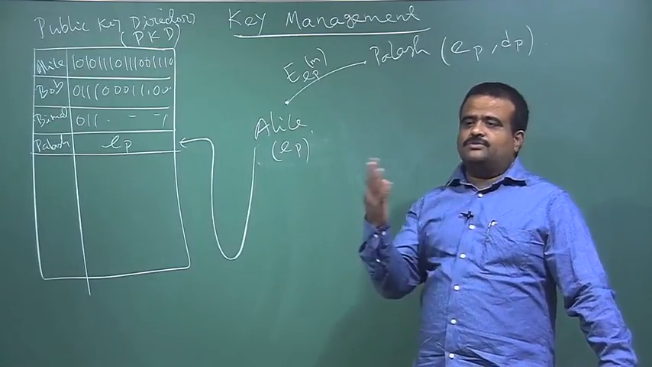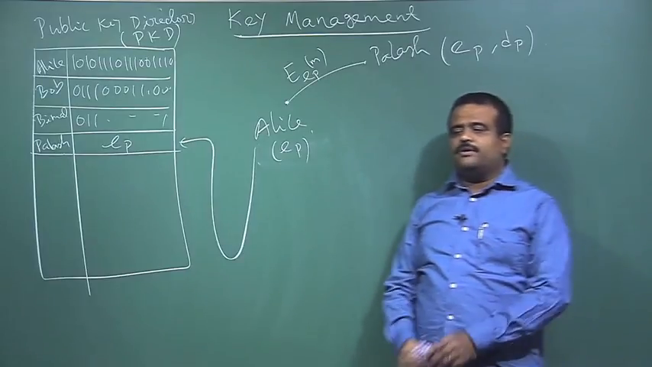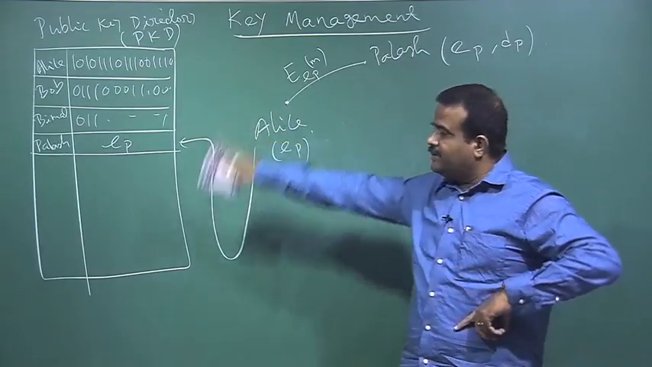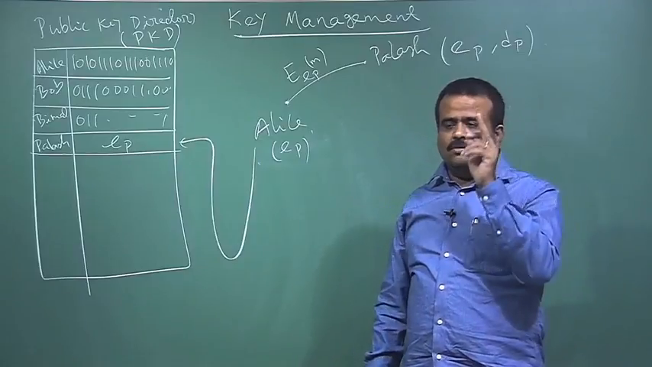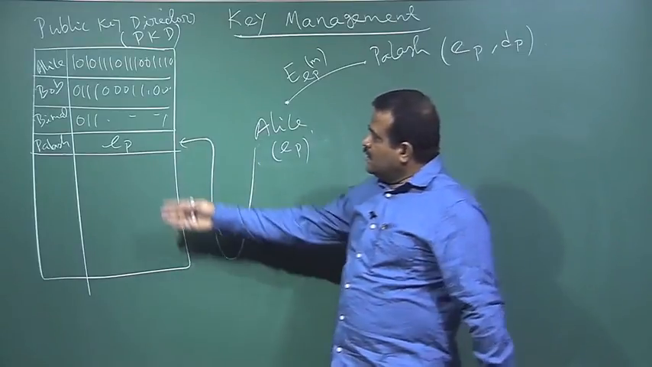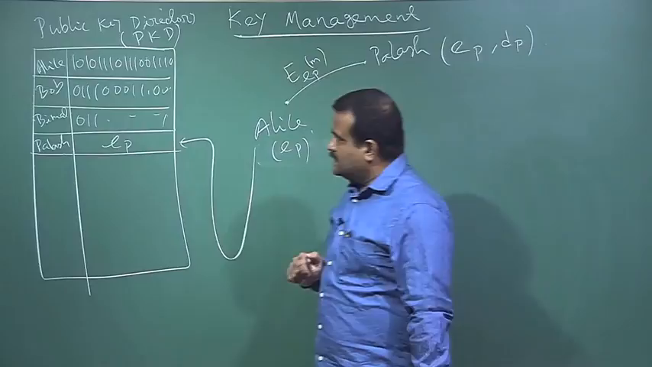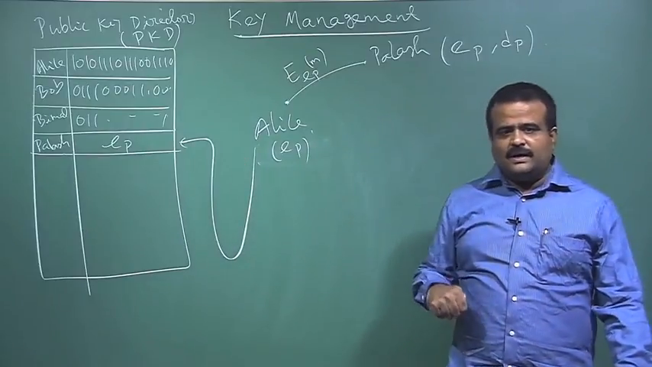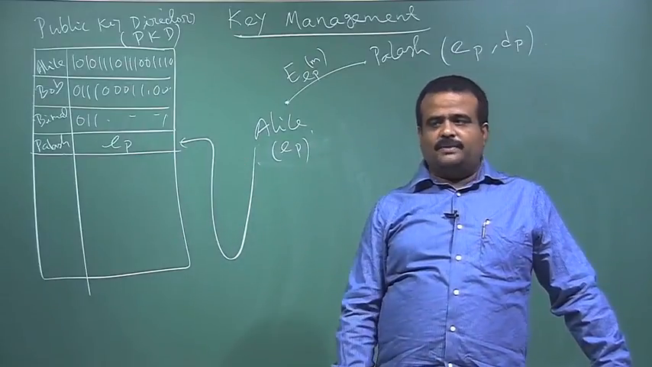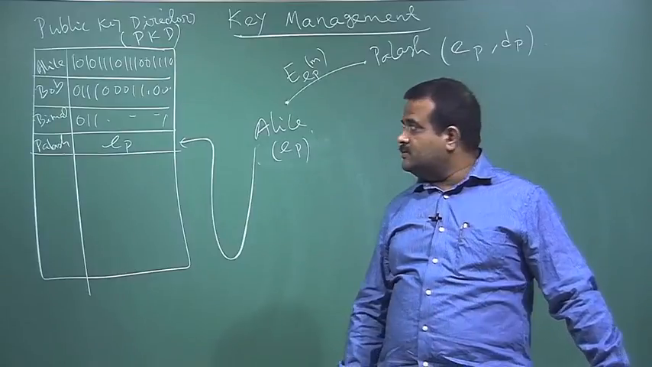So, this is the way we get the public key of the receiver. The sender has to get the public key of the receiver. So, what will the sender do? The sender will access that public key directory, go to the corresponding field where the receiver's public key is, get it, encrypt the message using the receiver's public key, and send the ciphertext to the receiver.